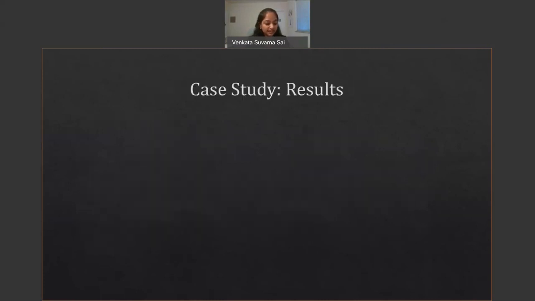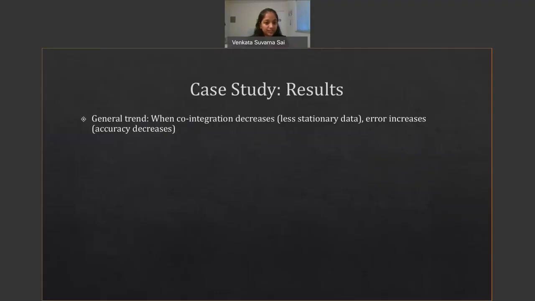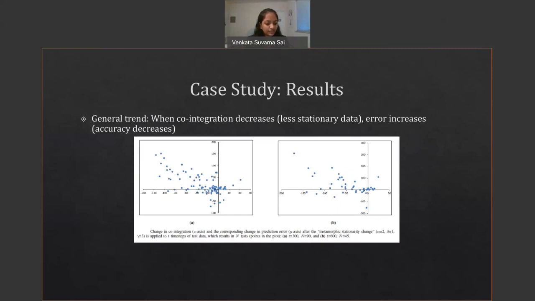In the results, we find a general trend, that is, when cointegration decreases, which means we have less stationary data, the error increases, that is, we have lower accuracy. And we see that the cointegration mostly decreases when the operation is performed. This indicates that the metamorphic stationarity change makes the data worse rather than better. For example, in these 2 pictures that we see, we have the metamorphic change in both cases reducing from 0 up to minus 140, and in the second case to minus 200.